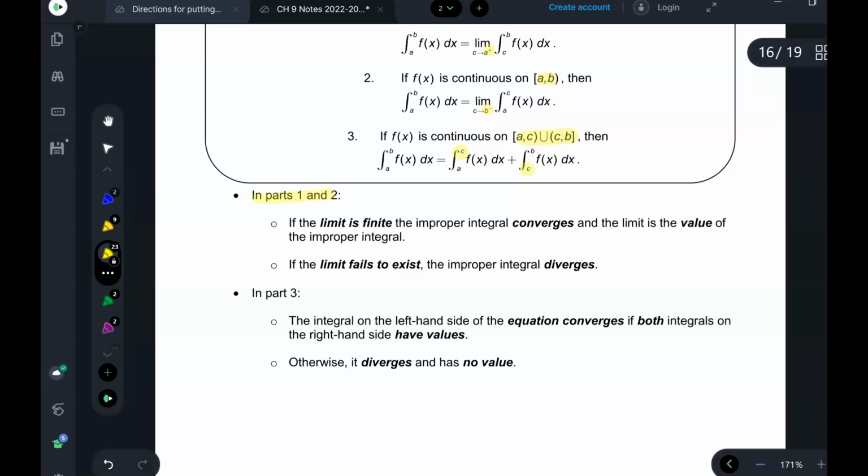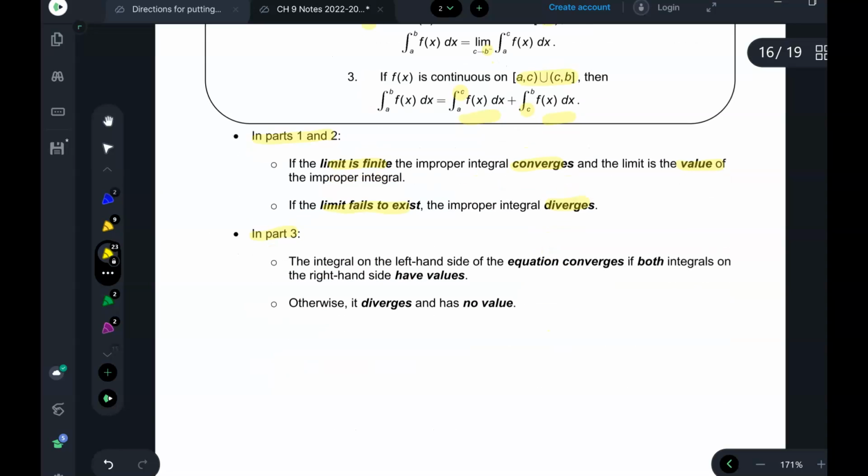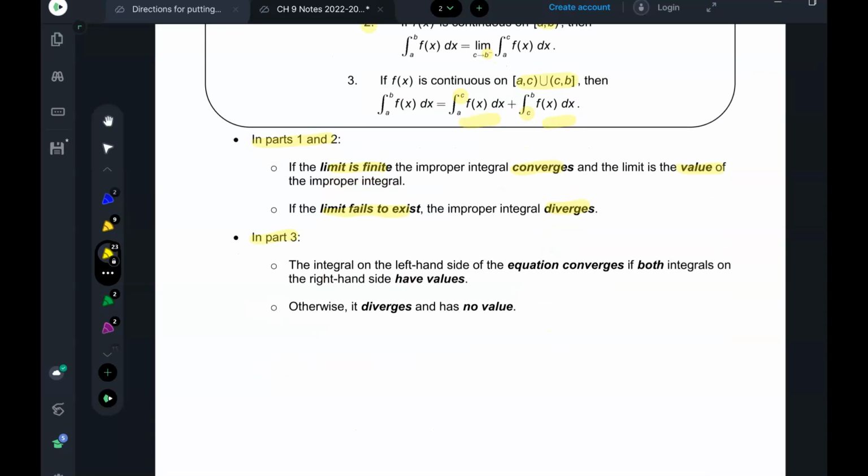So with parts 1 and 2, there's only one integral here. So if the limit is finite, then it converges, and that's the same value. If it fails to exist, it diverges. Part 3, we have 2 integrals here and here. So if either part, both parts have to converge, and they have values. Otherwise, if one or both parts diverge, then there's no value.